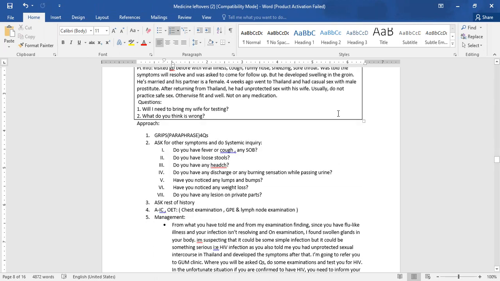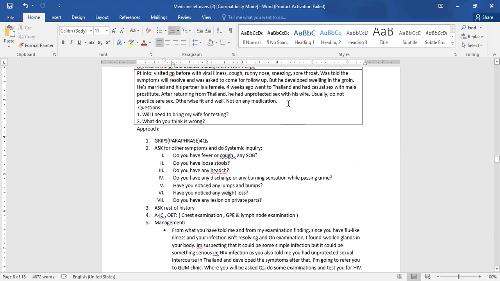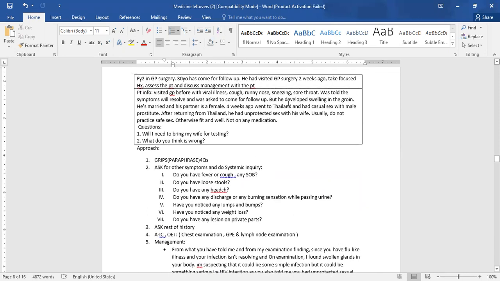So you have to paraphrase it. Well, I can see that you have visited before. How are you doing now? Then ask about what symptoms. The patient will say, well, I'm not fine, I'm still having the symptoms. Then ask the four questions: What symptoms were you having? What treatment did they offer? What did they tell you? And how are you doing now?